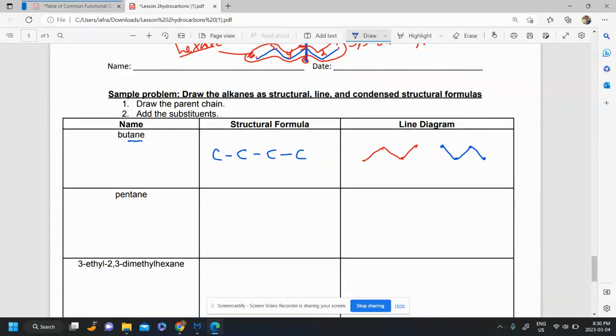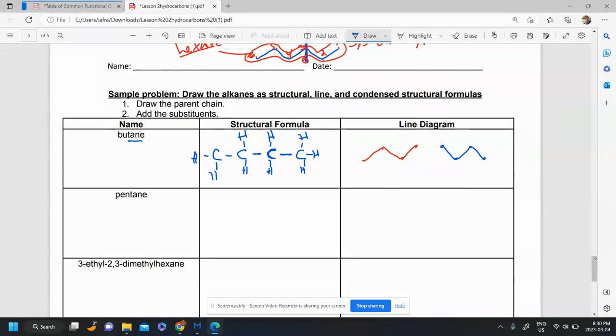And every carbon is happy only when it has 4 lines connected to it, because carbons take 4 bonds. So this carbon at the end over here already has 1 line. It needs 3 more lines, so it takes 3 more H's. This carbon over here already has 2 lines, so it needs 2 more. Same with this one. And this one at the end needs 3.